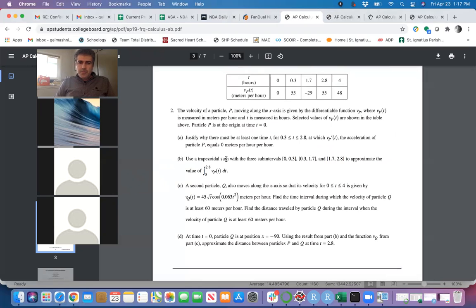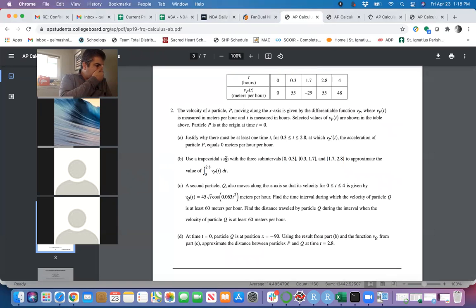So C. Ooh, a second particle, call it Q, moves along the x-axis with that function. So that's that velocity. Now find the time interval during which the velocity of particle Q is at least 60 meters per second. So I'll need to graph it. And find the distance traveled by particle Q during an interval when the velocity is at least 60. So we got to figure out the interval first and then use that as our limits of integration.